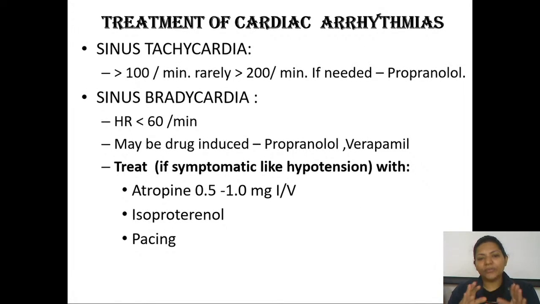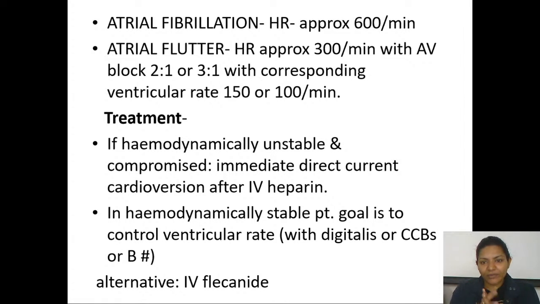Now, treatment of different types of cardiac arrhythmias. First of all, sinus tachycardia. What is sinus tachycardia? It is usually a heart rate of 100 per minute, and rarely 200 per minute is also known as sinus tachycardia. Usually this does not require any treatment, but if treatment is required, we usually prefer beta blockers, that is propranolol. Now, sinus bradycardia, when heart rate is less than 60 per minute, it might be because of drugs like propranolol, verapamil. So, if this patient is symptomatic and has hypotension, what we will do is give atropine IV, that is 0.5 to 1 milligram, isoproterenol, and cardiac pacing can be done. Now, atrial fibrillation.